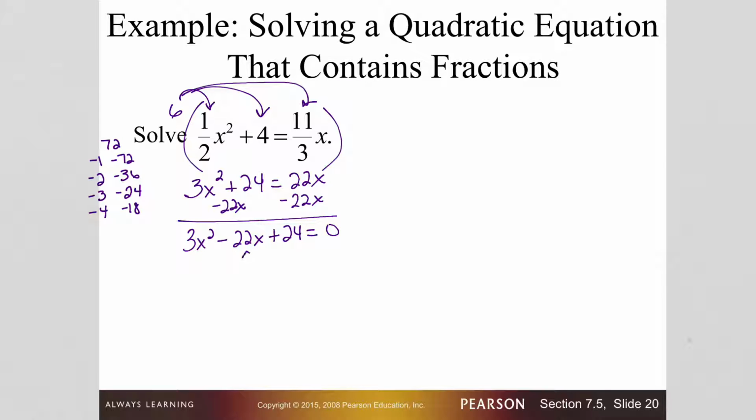All right. So I'm going to rewrite the middle term using those two terms. So I've got 3x squared minus 4x minus, that's an 8, sorry, 18x plus 24 equals 0. Now I'm going to factor this by grouping. So I'm going to factor out an x. I've got 3x minus 4. Put my minus sign there. I'm going to factor out a 6 out of these guys.